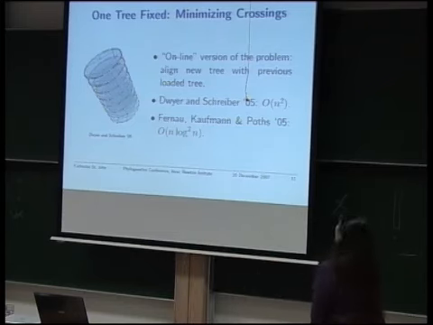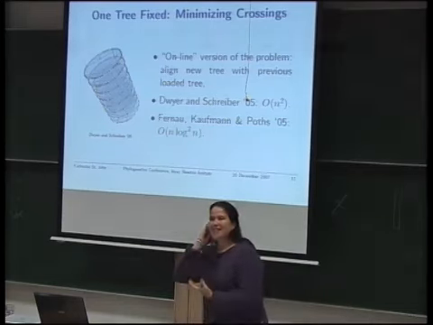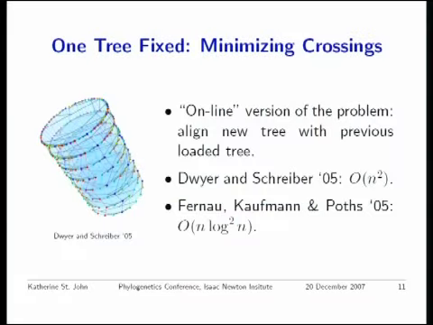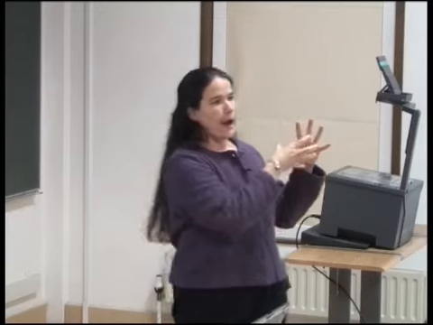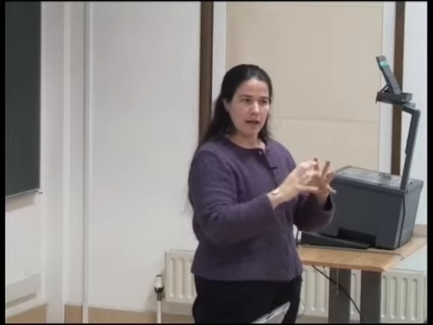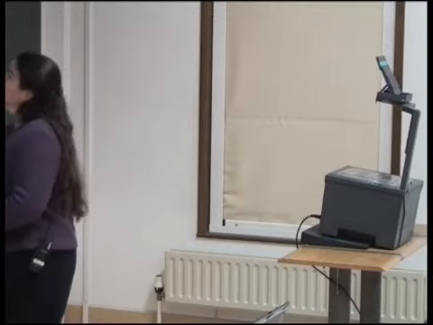Why would you be interested in having one tree fixed? Let me give a justification for it. This is a picture from Dwyer and Schreiber. Dwyer is a computational geometry and graphics researcher in Australia, and Schreiber is in Germany. What they looked at is you have a tree, you've loaded your first tree in, and now you bring in the second tree and you want to match it. Then you bring in your third tree and you want to match it. You can think of it as an online version of this question, and that's exactly what they did with this tree here.